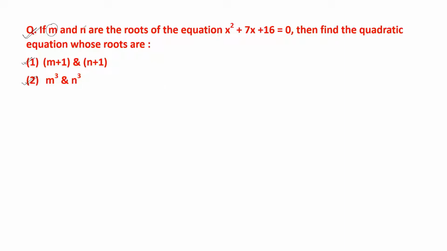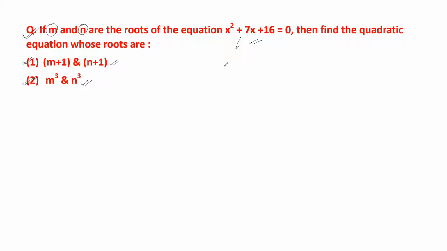So, m and n are the roots of the quadratic equation x² plus 7x plus 16 equals 0. And we need to find the quadratic equation whose roots are m plus 1 and n plus 1, and m cube and n cube. Well, the first thing that we can do is find the roots from this quadratic equation, which would give us the value of m and n. And then for the first one, we can find m plus 1 and n plus 1, and for the second one, we can find m cube and n cube, from which we can find the quadratic equations.